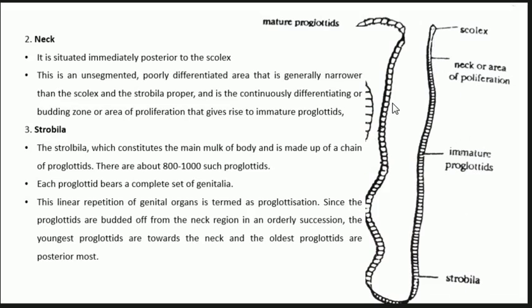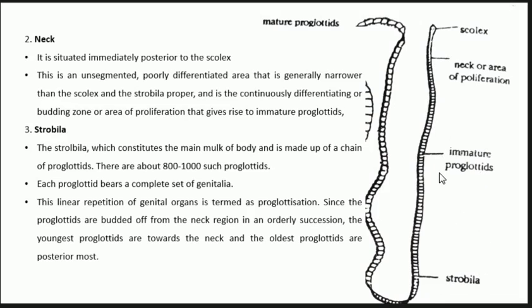It is a continuously differentiating or budding zone, an area of proliferation that gives rise to immature proglottids. So these are all the proglottids, and this neck area is the area where proliferation takes place, the immature formation of proglottids. Now the third portion is the strobila.